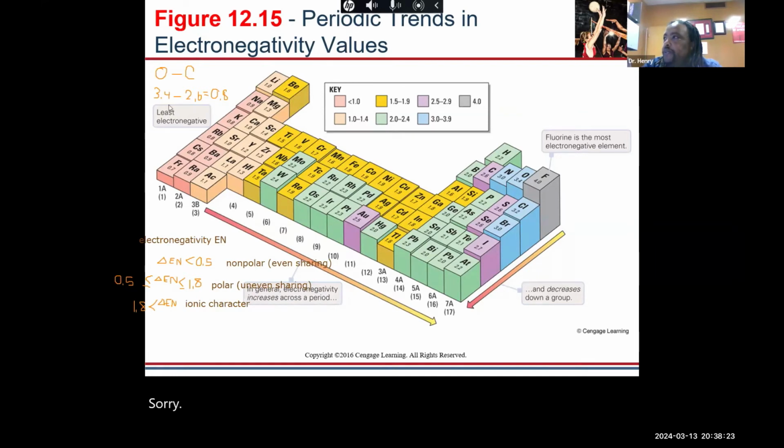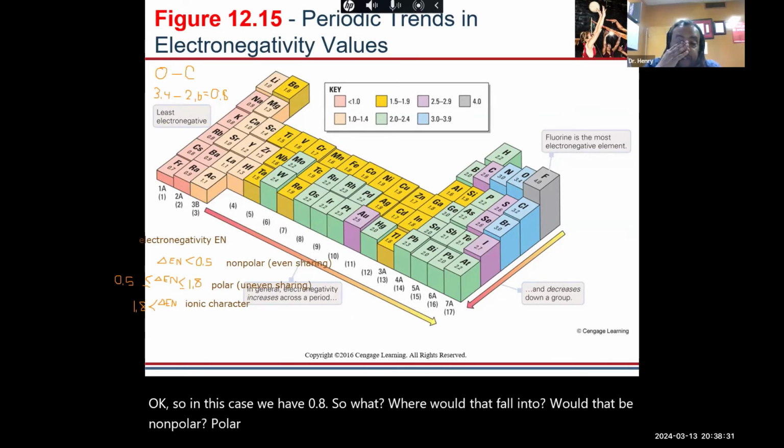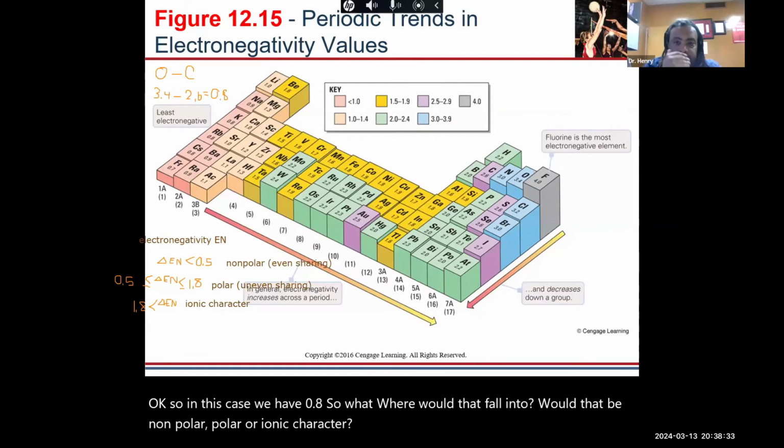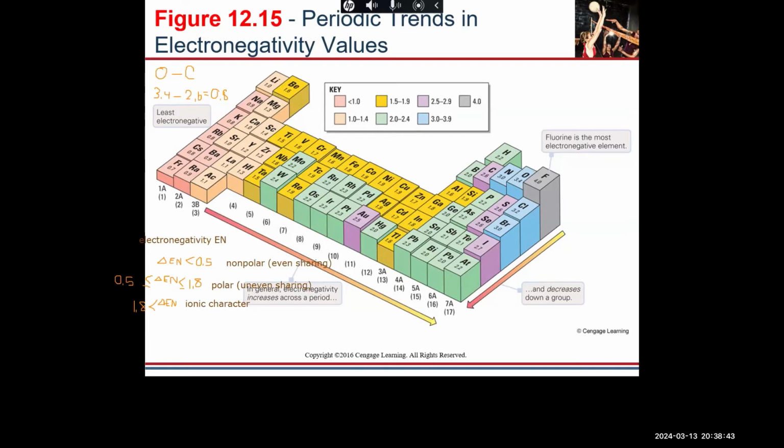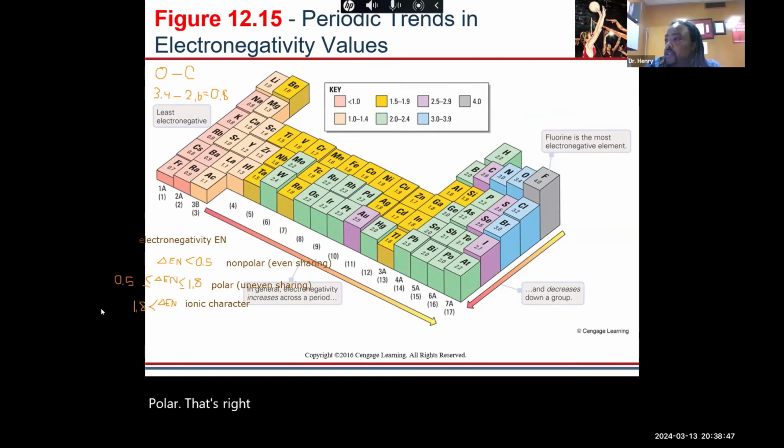In this case, we have 0.8. So where would that fall? Would that be nonpolar, polar, or ionic character? Polar, that's right, because it's 0.8, so it's greater than 0.5 but less than 1.8.